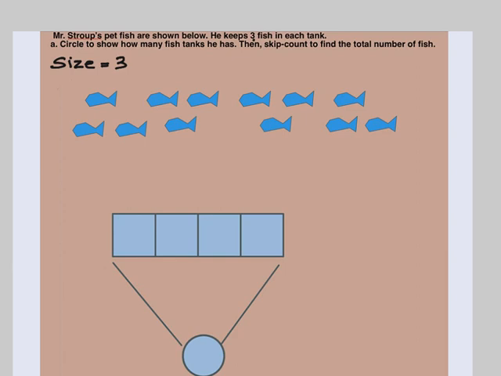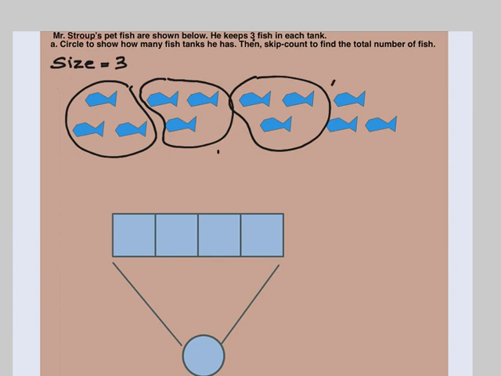Now we have to circle and show how many fish tanks he has. So we know that there are 3 fish in one tank. So let's do it. 1, 2, 3, 4. Okay, so this is 3, 6, 9 and 12. I have skip counted by threes.